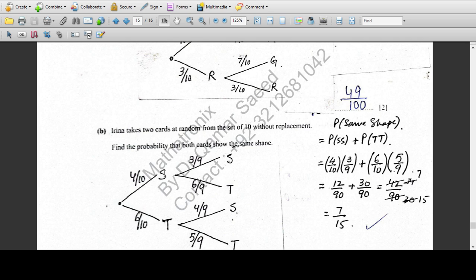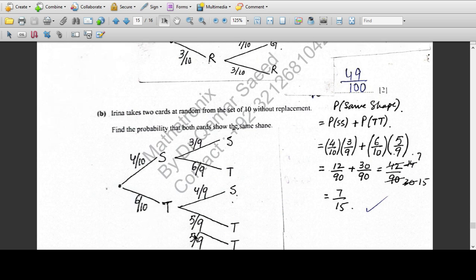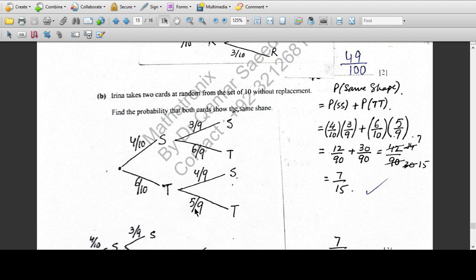If one square shape is taken, then the probability of square shape becomes 3 upon 9, because one has already been taken, so the remaining is 3 upon 9. For the triangle shape there are 6 available and cards are 9, so 6 upon 9. For the first triangular card the probability will be 6 upon 10. If the triangle has appeared, then the remaining triangle will be 5 upon 9 and remaining square will be 4 upon 9. So this is the tree diagram, and we find the probability that both cards show the same shape.